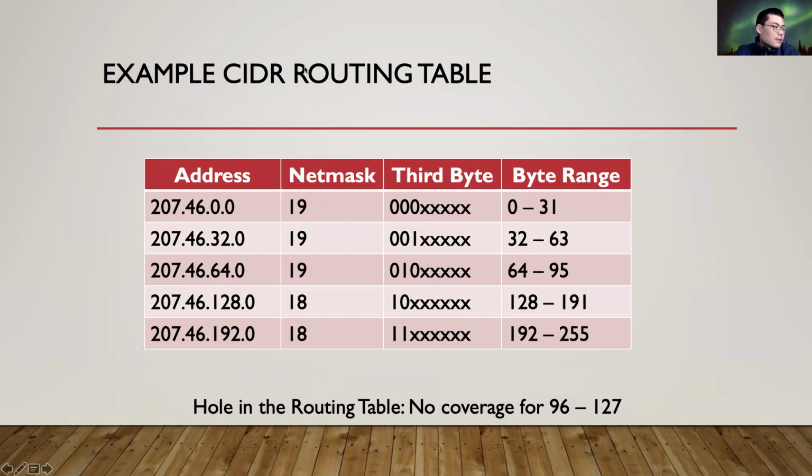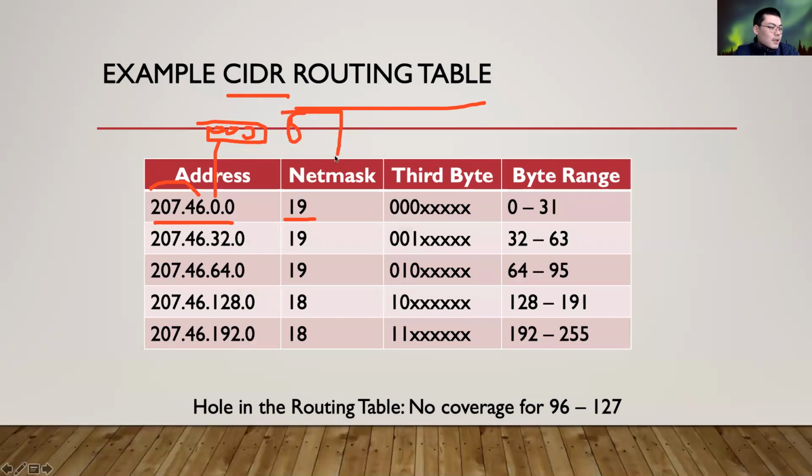Right. So now let's look at the CIDR way of routing. Here, for example, how to interpret this IP address: we say that the net mask is 19. If you remember, this is 16, so we have 3 more bits. The first 3 bits should be all 0. If you look at the third byte, we have altogether 8, so we still have 5 bits that can be free.